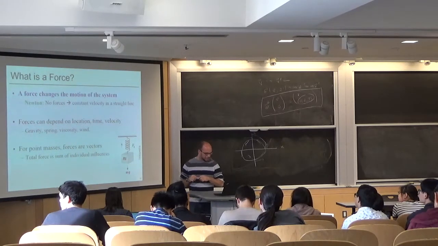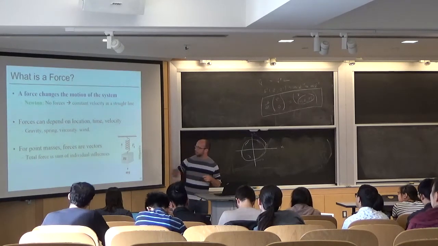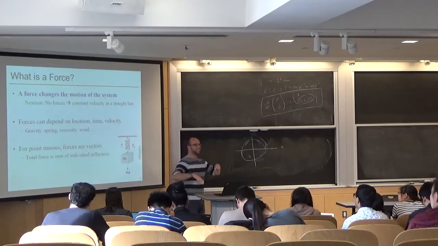Okay, so for point masses, forces are vectors, and the total force on some object, you just sum up all the ones that are active.